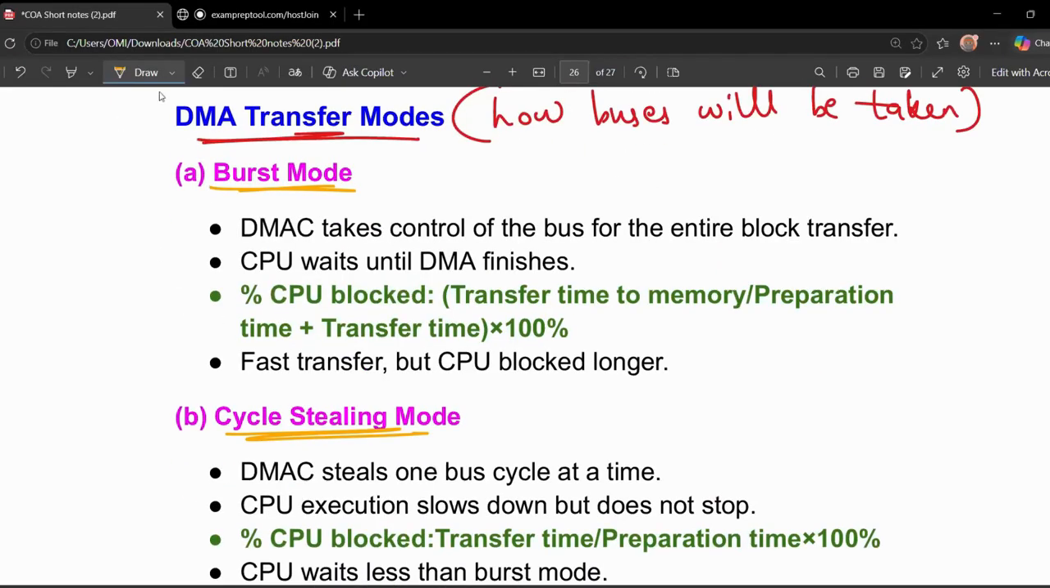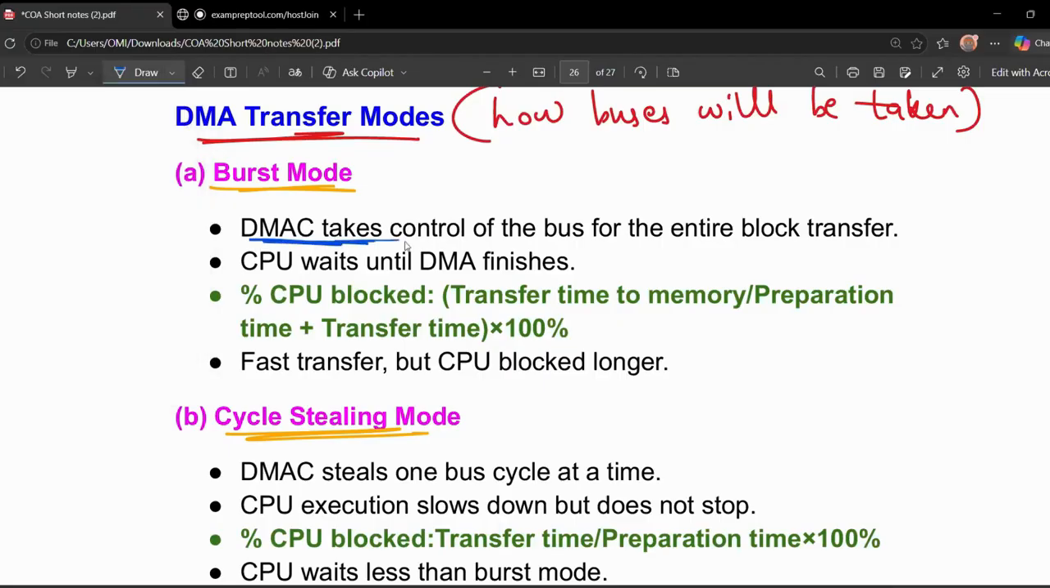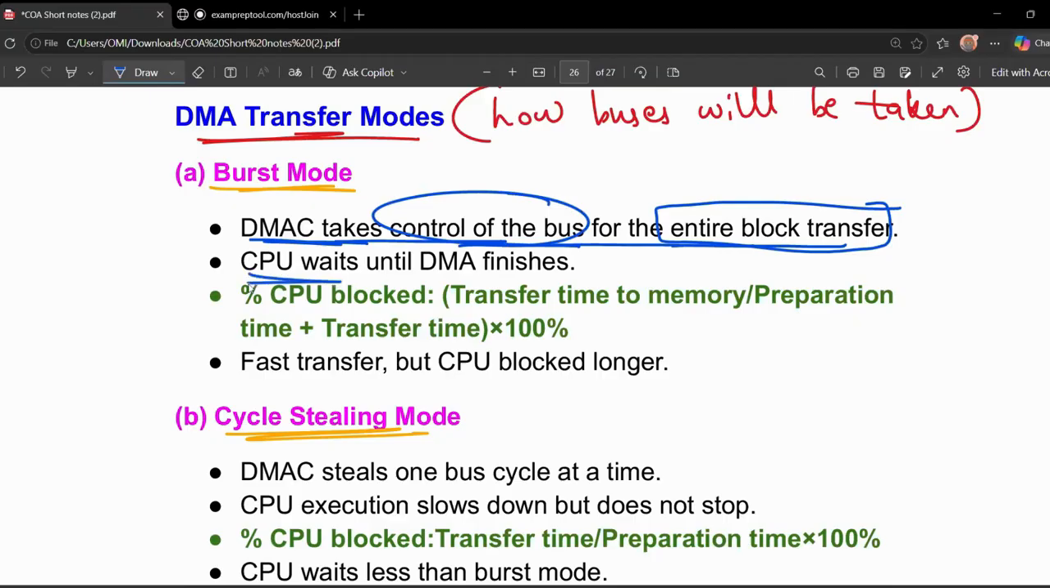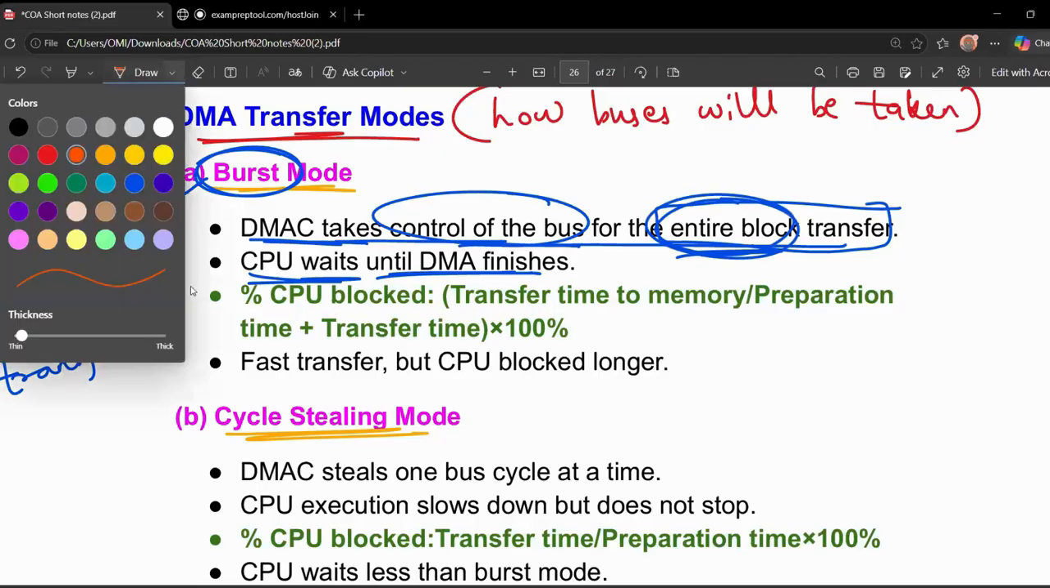Now in burst mode, what happens? The DMA controller takes control of the buses for the entire block transfer. The CPU will wait until the DMA finishes. That's why it is called burst: burst means a burst amount of data transfer. So that's why the entire block is transferred.